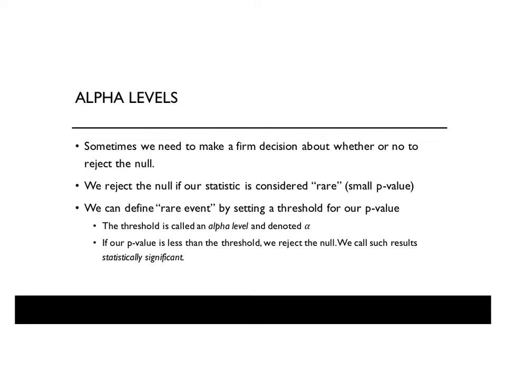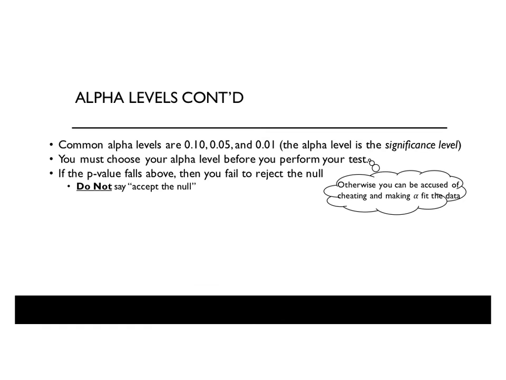Sometimes we need to make a firm decision about whether or not to reject the null. We reject the null if our statistic is considered rare, meaning a small p-value. We can define the rare event by setting a threshold for our p-value. That threshold is the alpha level, denoted as the Greek letter alpha. Looks almost like a Christian fish. If our p-value is less than the threshold, we reject the null. We call such results statistically significant.